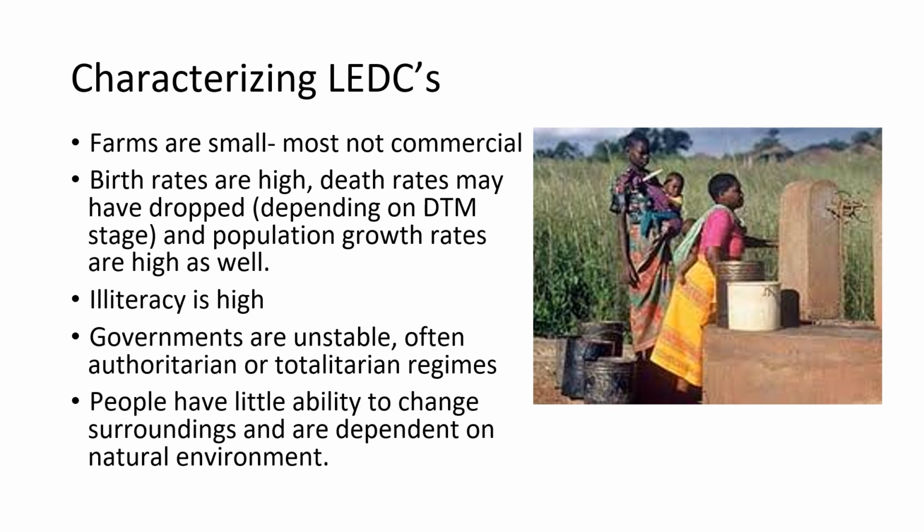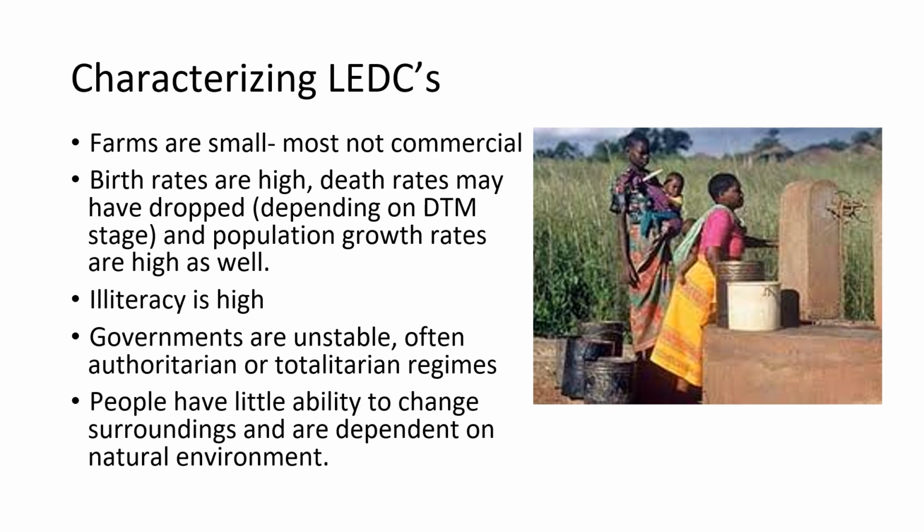Now, in terms of characterizing these, once again, you have farms that are mostly small, not commercial. You also have birth rates that are extremely high. Death rates may be starting to drop, but they may also be very high depending on where the country is at in their developmental cycle. And then they also have population growth rates that can be high as well.